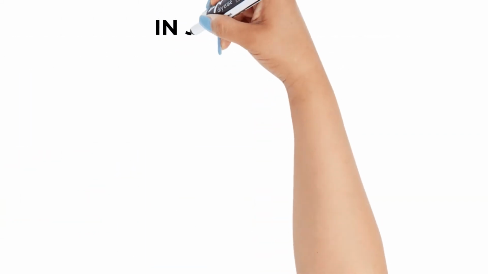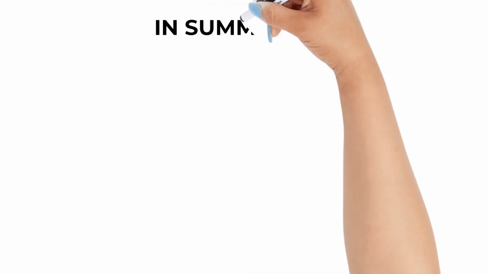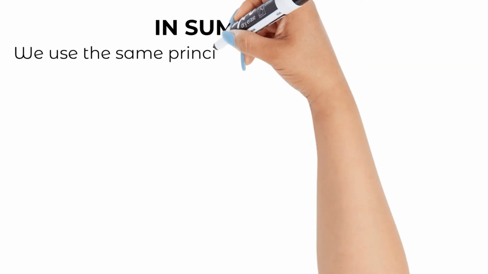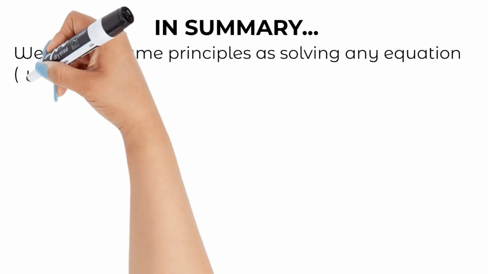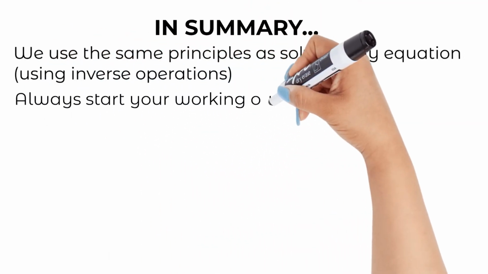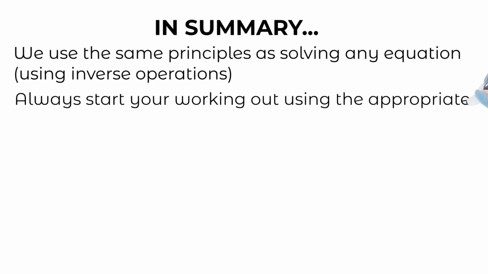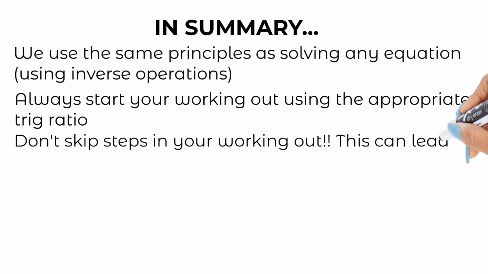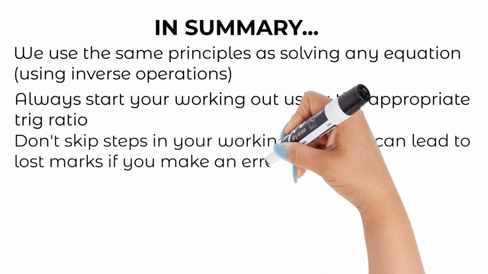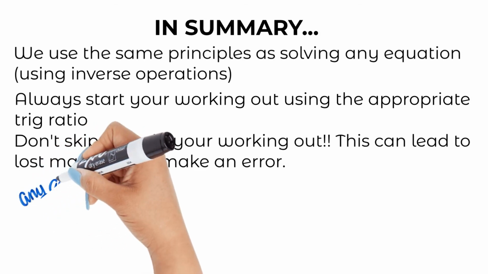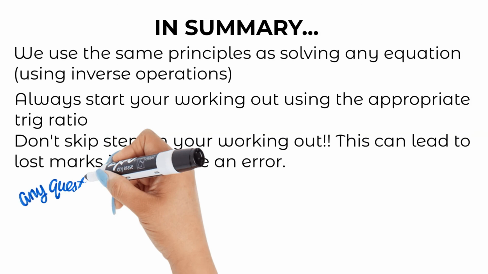A nice quick one today, but just to summarize what we've looked at, we use the same principles as solving any other equation. What I mean by that is we're using inverse operations. It's really good to keep that word inverse in your mind. We always start our working out using the appropriate trig ratio, so you work out whether you're using sine, cos, or tan. And please do not skip steps in your working out. If your question's worth more than 1 mark and you make a mistake, you're going to end up losing marks. So make sure that you start with the appropriate ratio and write everything out as you go so that A, you don't make mistakes putting it into your calculator, and B, you don't lose marks.